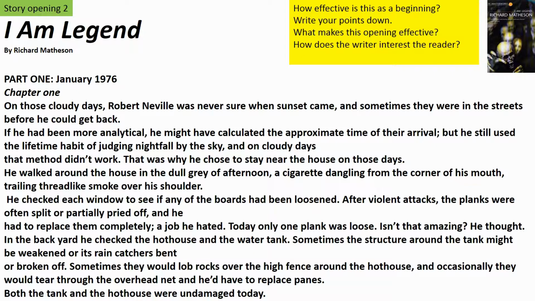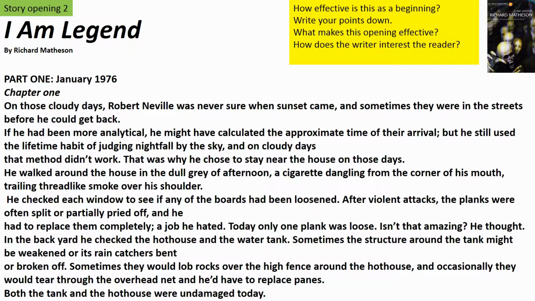In the backyard, he checked the hothouse and the water tank. Sometimes the structure around the tank might be weakened, or its rain catchers bent or broken off. Sometimes they would lob rocks over the high fence around the hothouse, and occasionally they would tear through the overhead net and he'd have to replace panes. Both the tank and the hothouse were undamaged today.